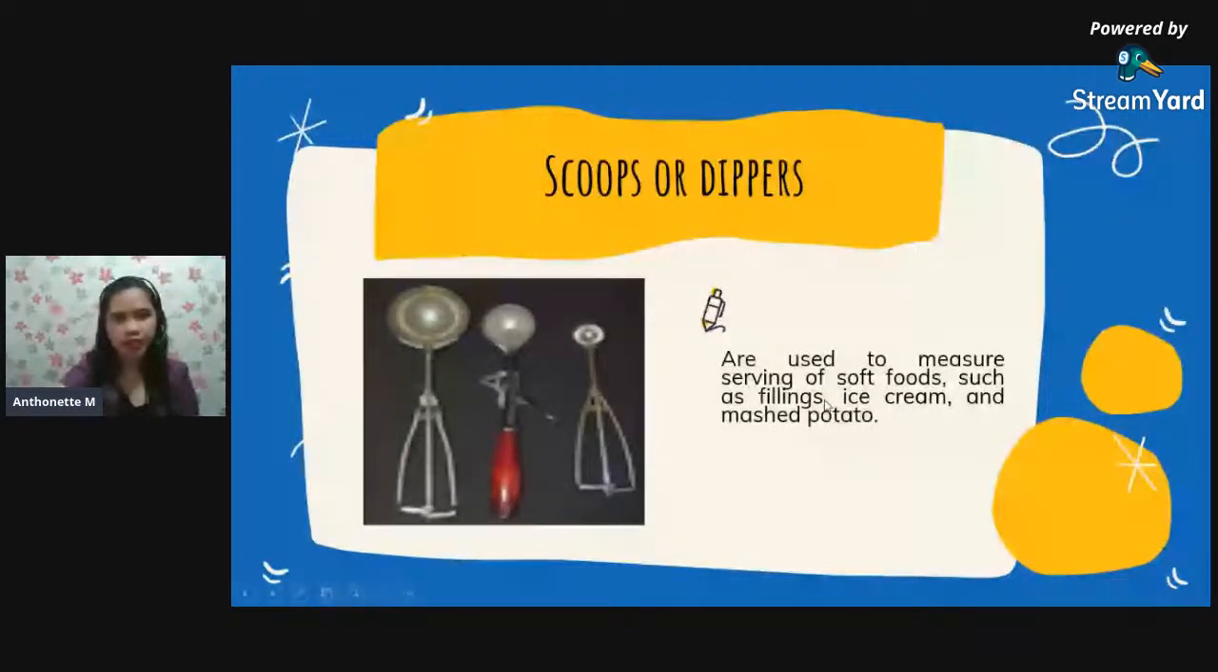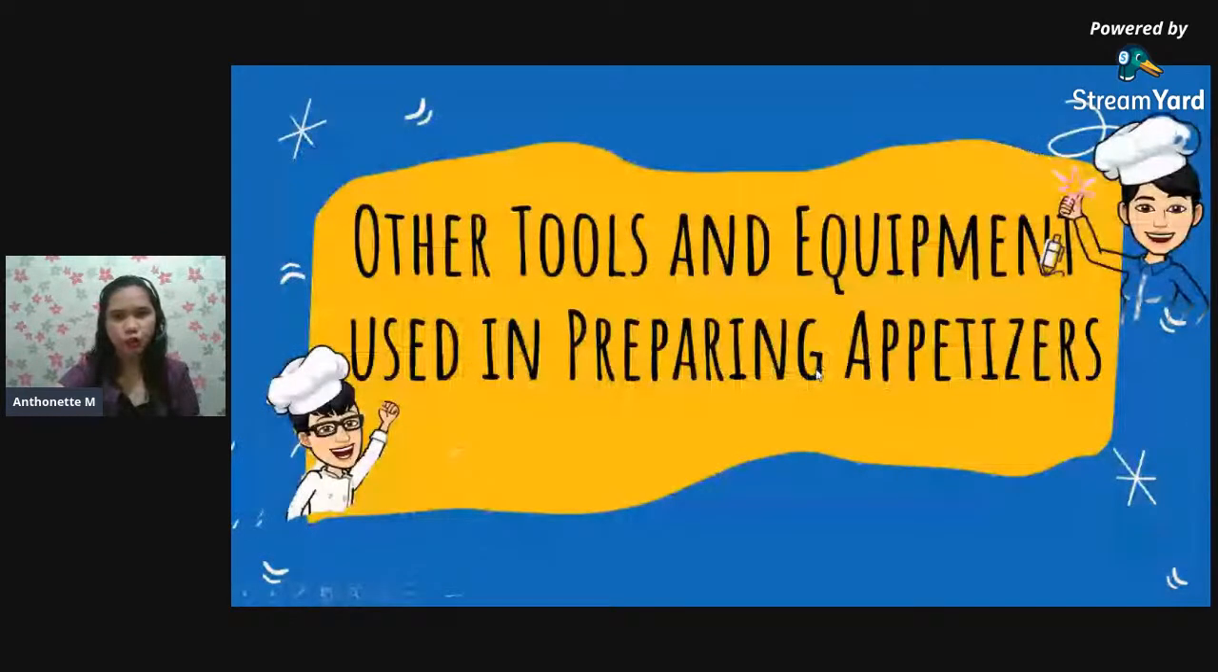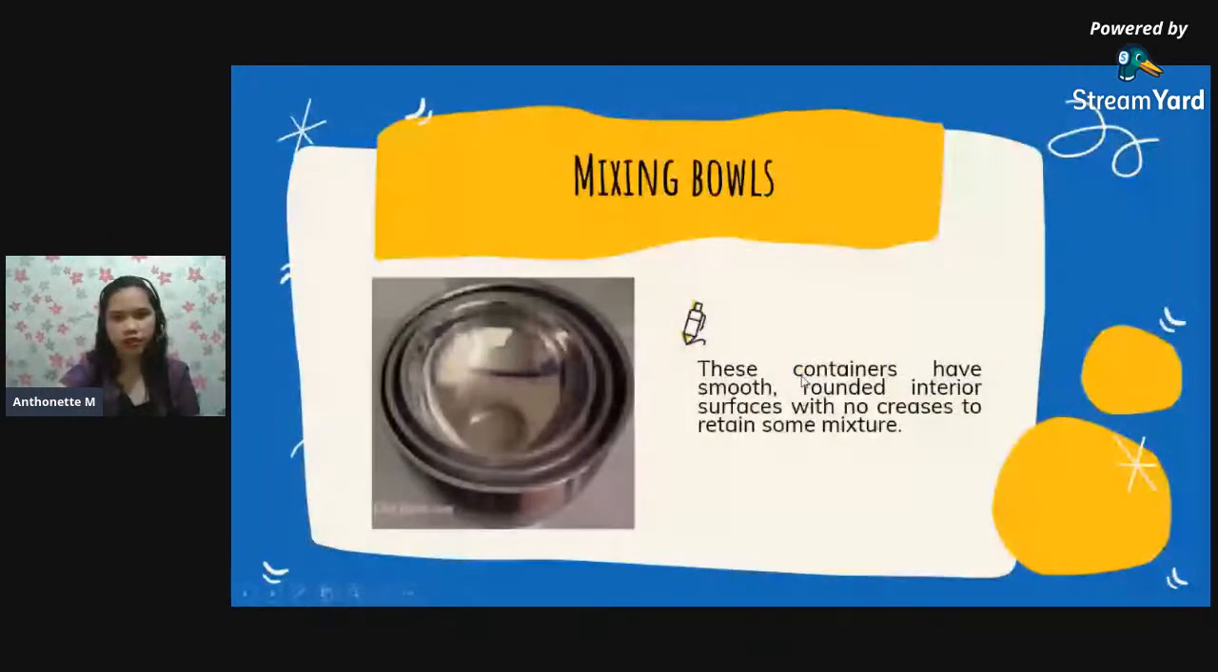Okay? Next are the other tools and equipment used in preparing appetizers. So we have the mixing bowls, okay? So these are containers that have a smooth rounded interior surface with no creases to retain some mixture, okay? So ang ating mixing bowls po has sloping sides, okay?